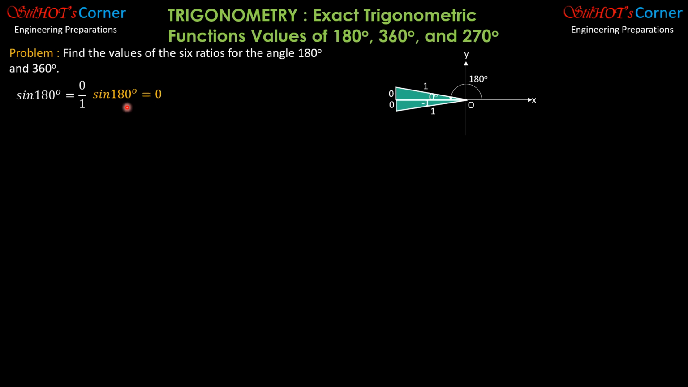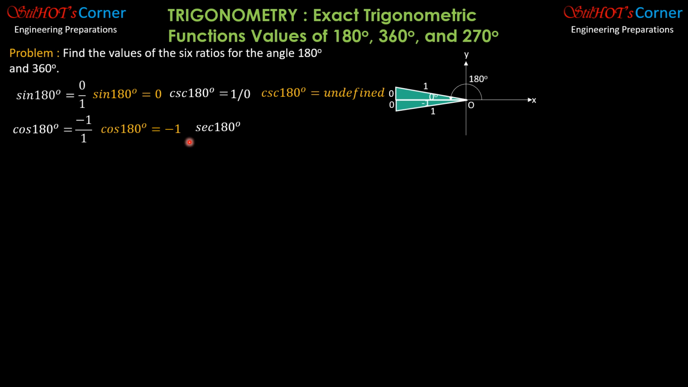While its reciprocal cosecant is 1 over 0, so it is undefined. Cosecant of 180 degrees is undefined. Then for cosine of 180 degrees, it is adjacent -1 over hypotenuse 1, so it is -1. Cosine 180 degrees is -1. I hope that you can remember and imagine this, visualize this. And its reciprocal secant is also -1, 1 over -1, so it is equal to -1.